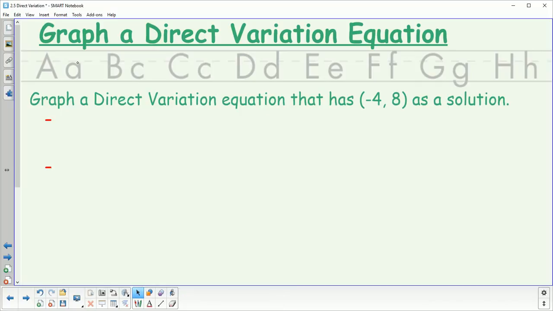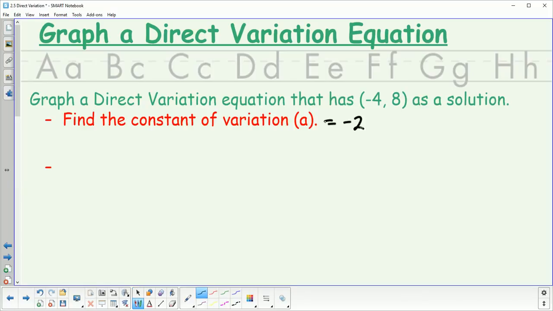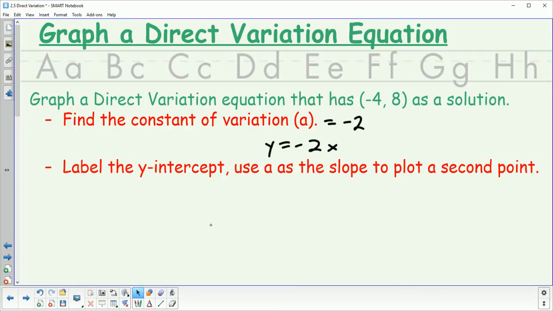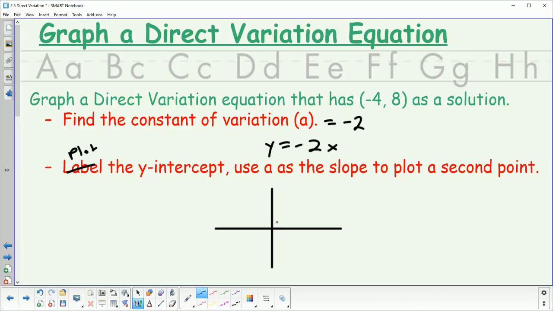Taking that one step further, we could also graph a direct variation equation. We've got the same point here, so we're going to find our constant of variation. We already did that in the last slide. We know that's negative 2, so we know our equation is y equals negative 2x. And then we just need to plot the y-intercept. So if I throw up a y and an x axis here, which remember is always 0, so you're always going to start at your origin, that's the point where the x and y axis intersect, and then we're going to use the slope to plot a second point.